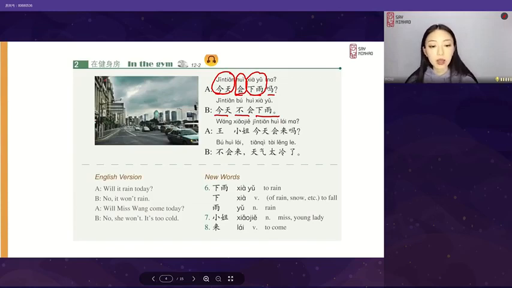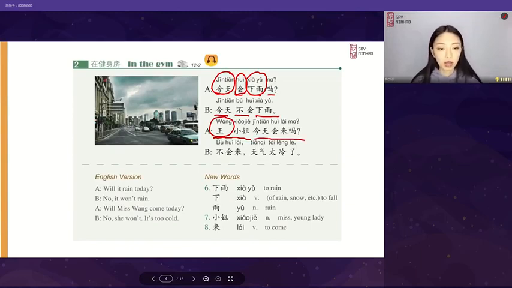And A asked again, 王小姐. Okay, 王小姐, what's her family name? It's Wang, right? 王小姐今天会来吗? Will Miss Wang come here today? 会来吗? Will come today? 今天. Okay, we can see this time word is before the verb again. And B said, 不会来. 不会来 is the negative form of 会来, which means she won't. And 天气太冷了 is the reason why she won't come here. The weather is too cold.